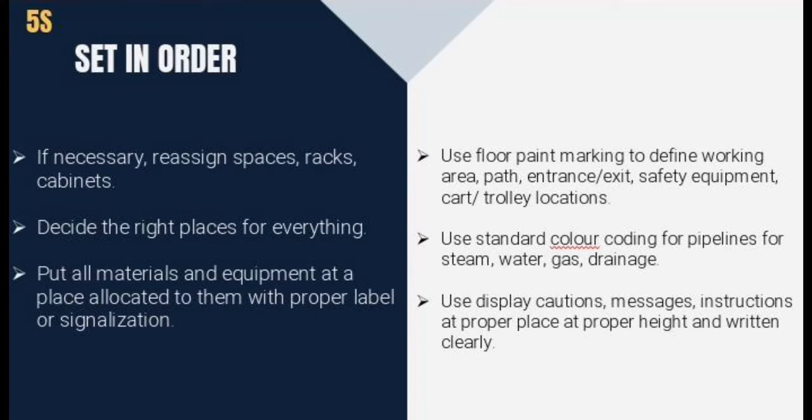Set in order. If necessary, reassign space, rack, cabinets. Decide the right place for everything. Put all material and equipment at the place allocated to them with proper label or signalization. Use floor plan marking to define working area, pad, entrance, safety equipment, cart or trolley locations. Use standard color coding for pipeline for steam, water, gas, drainage. Use display cautions, message, instruction at proper place at proper height and writing clearly.